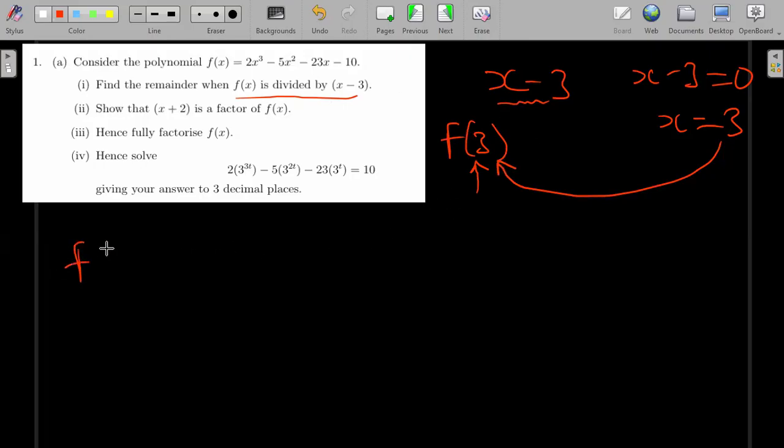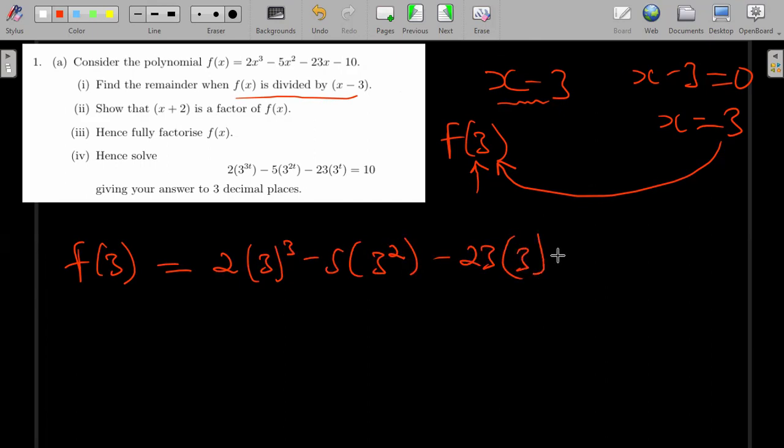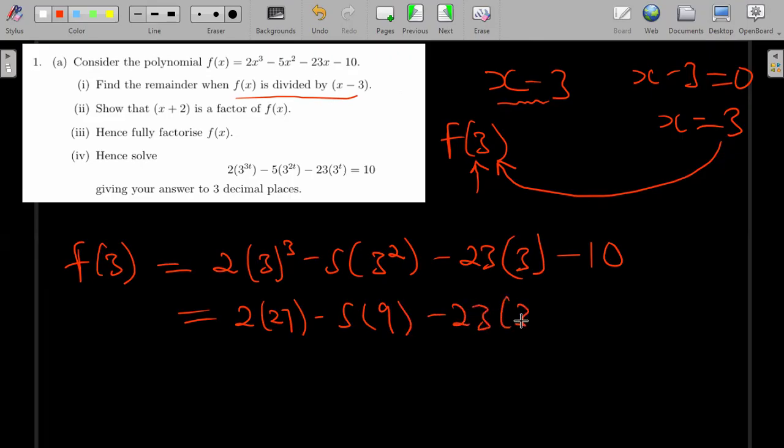So f of 3 is equal to 2 times 3 to the power 3 minus 5 times 3 squared minus 23 times 3 minus 10. All right, so what are we going to have from here? We're going to have 2 multiplied by 27 minus 5 multiplied by 9 minus 23 multiplied by 3, and then minus 10.